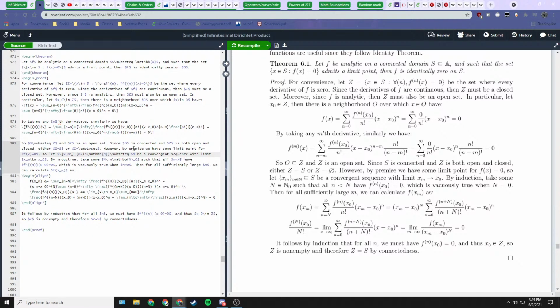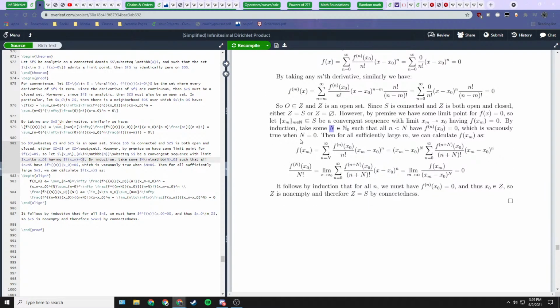So let these be a convergent sequence with this limit, and having f of x_m be 0, to be precise about that. So we have the sequence on which f is 0, which has the limit point x naught. By induction, we're just going to say, inductively, suppose we have some n such that all of these lower indices have this nth derivative 0. This is vacuously true when capital N is 0. And for all sufficiently large m, we just calculate f of x sub m using this Taylor series.